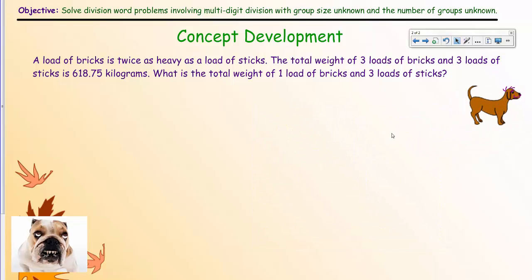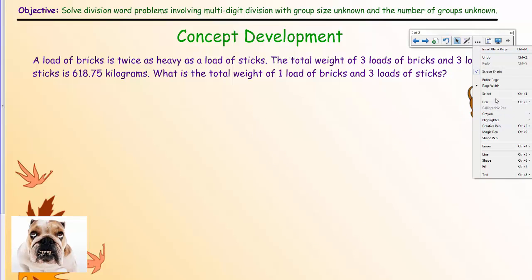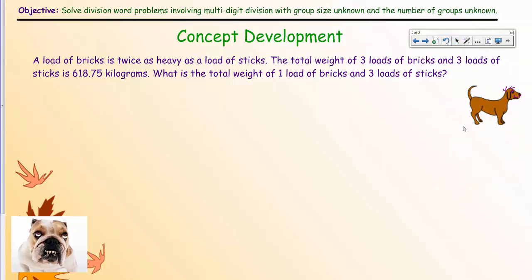All right, another problem. Here we go. Okay, this one here. A load of bricks is twice as heavy as a load of sticks. I would hope so. Sticks, bricks, yeah, twice as heavy. When you say twice as heavy, we're thinking times 2.